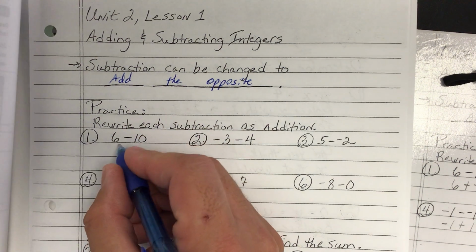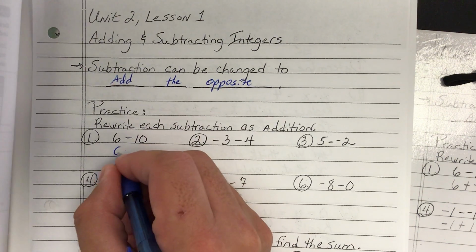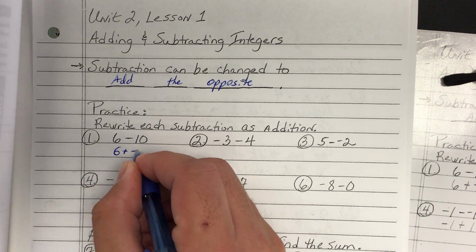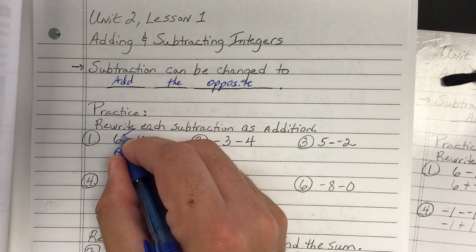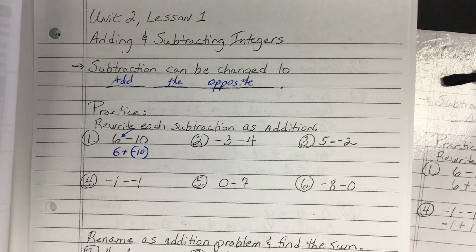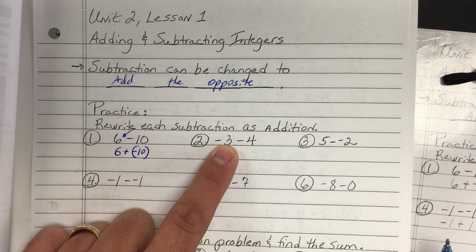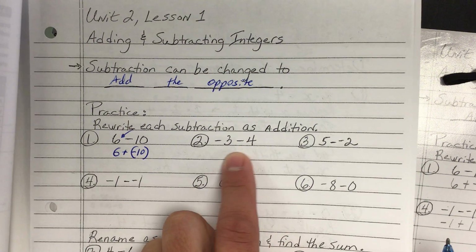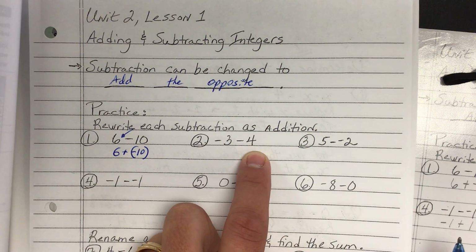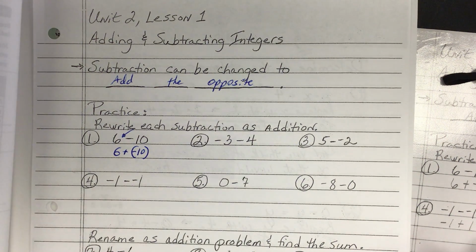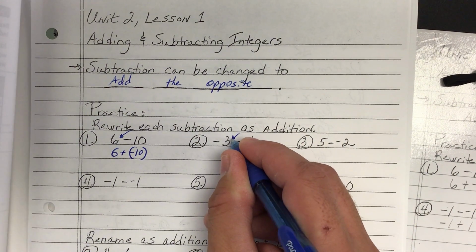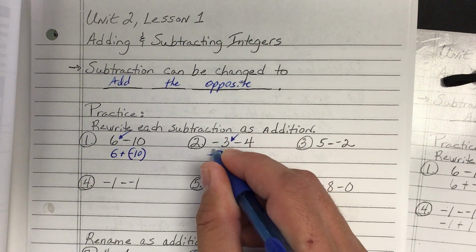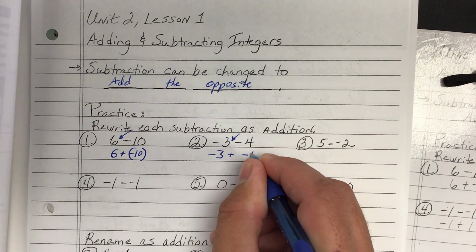So 6 minus 10 is the same as 6 plus a negative 10. So all you're doing is putting a plus sign between the number and the minus sign. And the reason we like to change it to adding is some people get this one confused. Negative 3 minus another 4. And again, I'm going to put a plus sign right here. That's the same as negative 3 plus a negative 4.